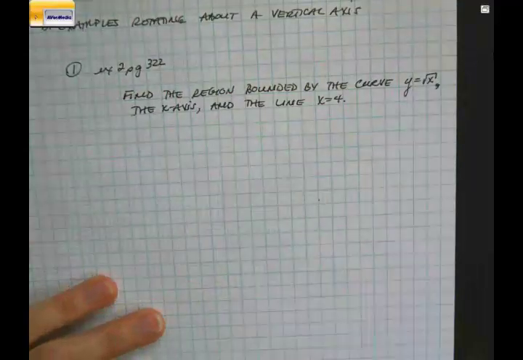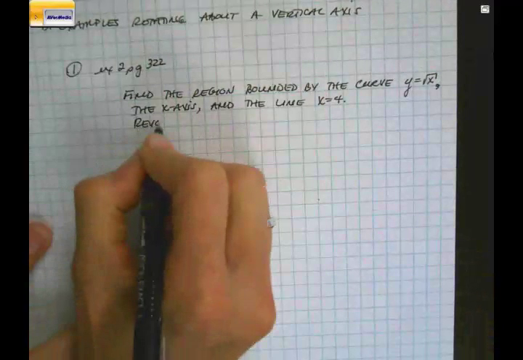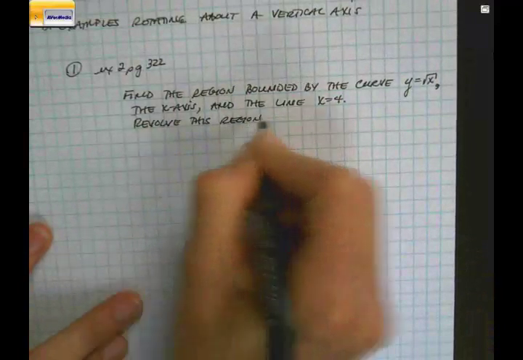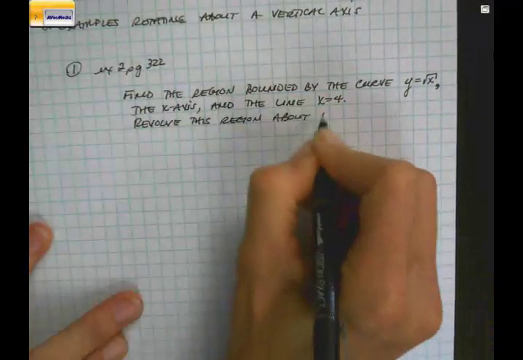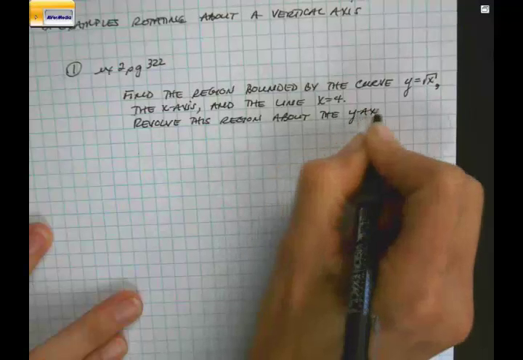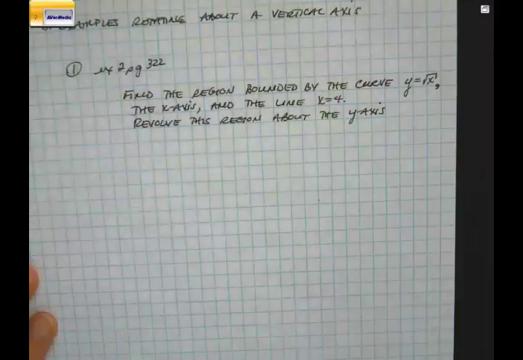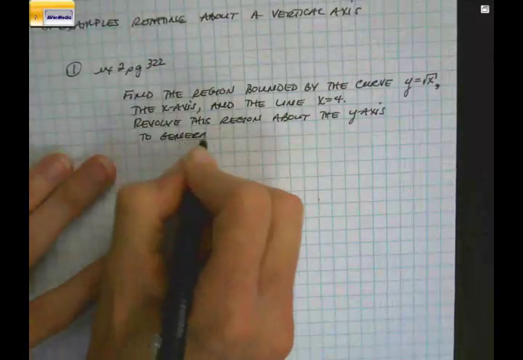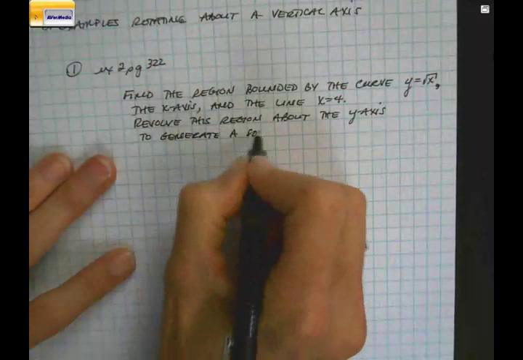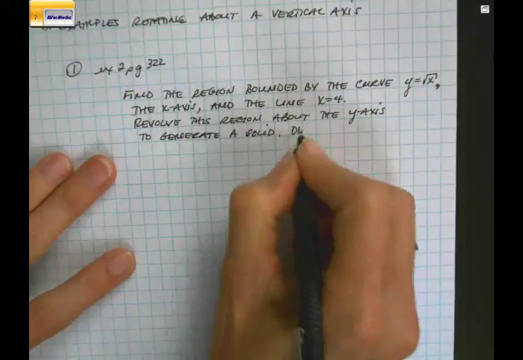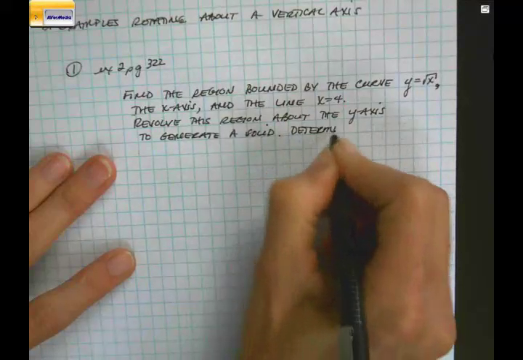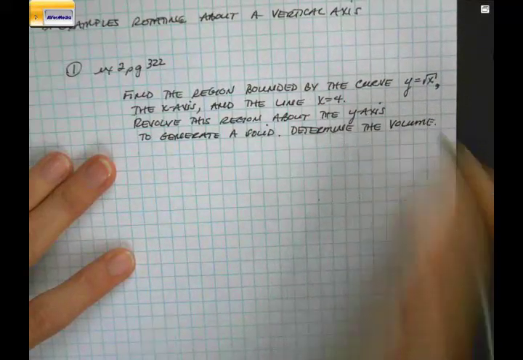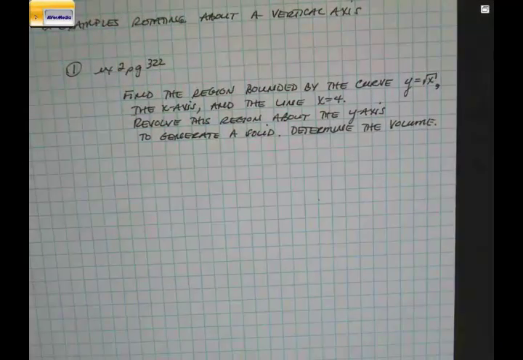Now, revolve this about the y-axis. Okay, revolve this region about the y-axis to generate a solid. Determine the volume of the solid using the cylindrical shell method.